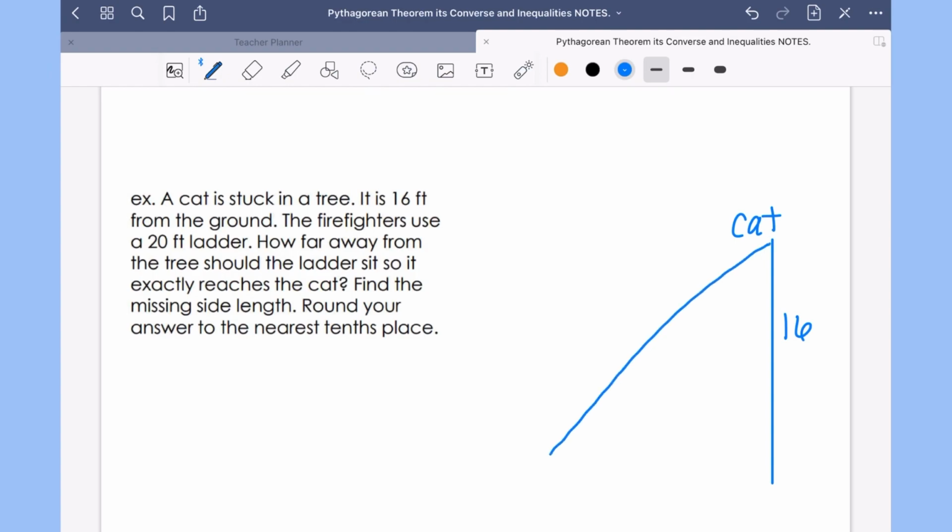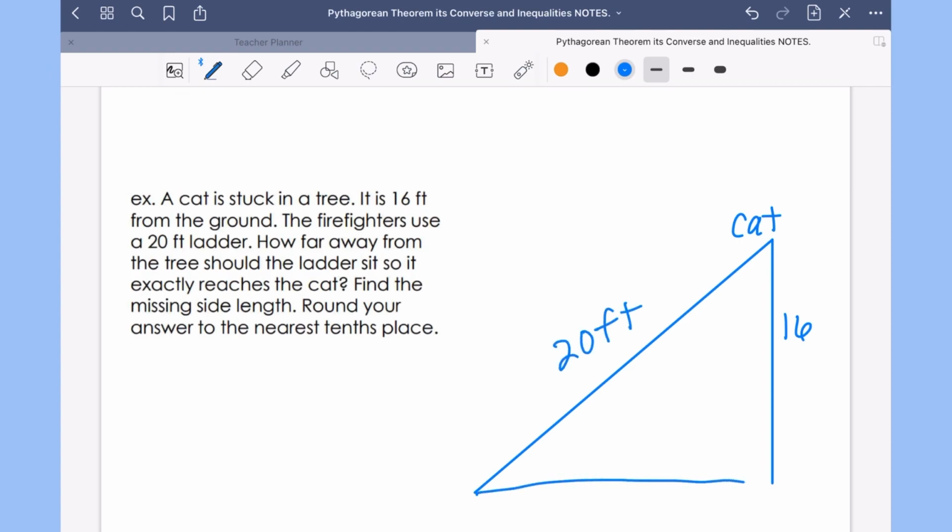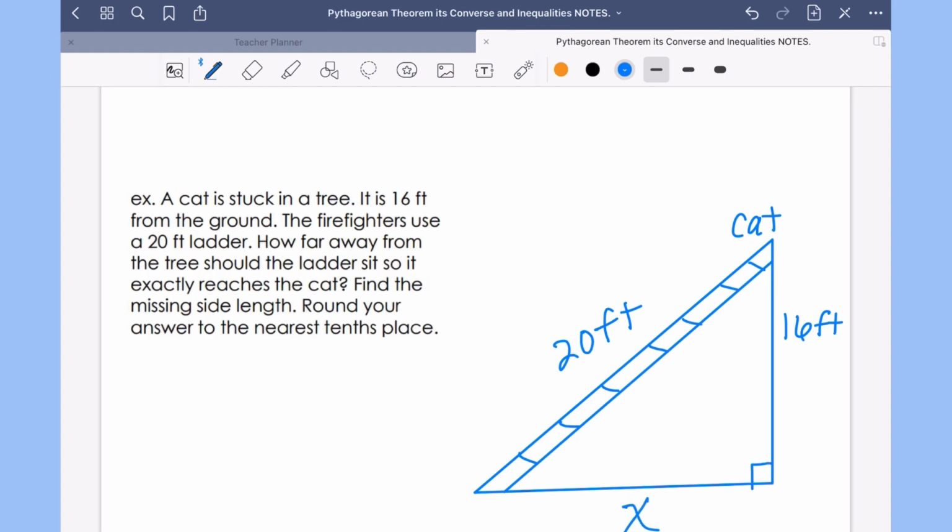So here's the ladder. Okay, that's not straight. Here's the ladder. And the ladder is 20 feet. And then we want to know how far from the ground it needs to reach the tree, from the bottom of the ladder down here. So here's the ladder. And this creates a right triangle. And so if this is the length we need to know, then this is x. Okay? So try to set up your equation.